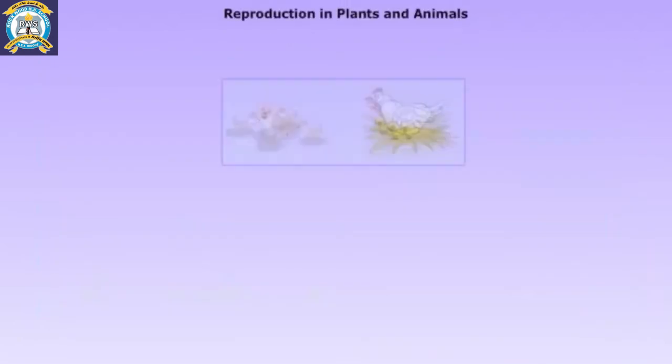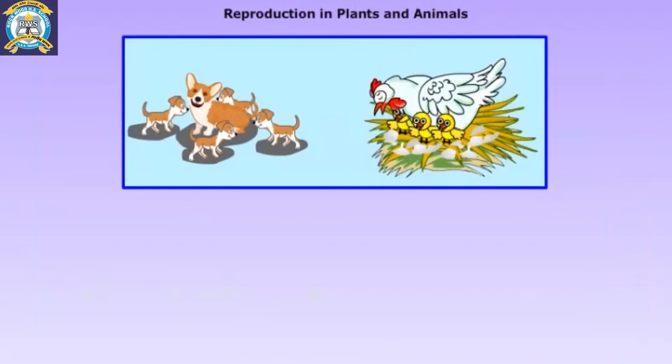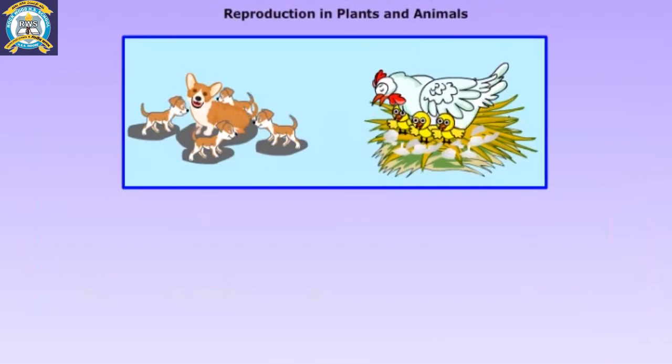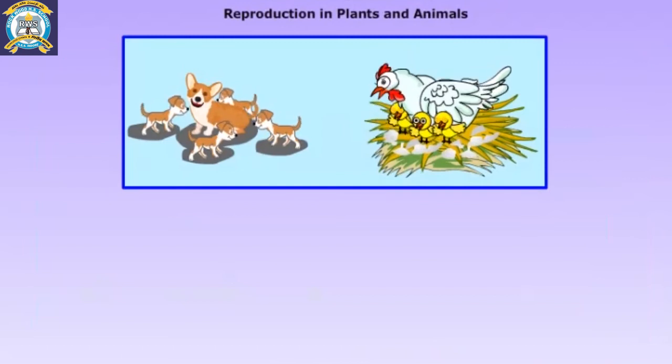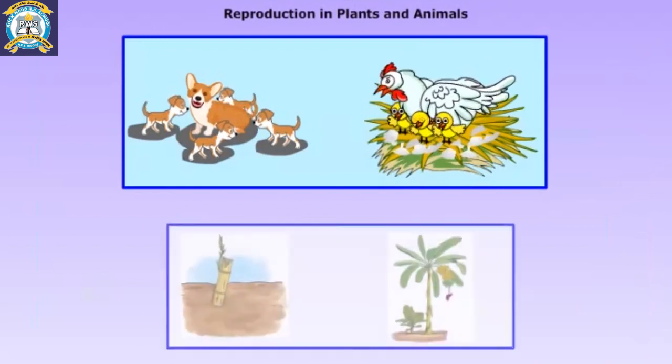Reproduction is the process by which living things produce young ones of their own kind. Mammals such as lions, tigers, rabbits, dogs, and human beings reproduce by giving birth to young ones of their own kind. They are called viviparous animals. Birds, reptiles, insects, and fish lay eggs from which the young ones hatch. They are called oviparous animals.